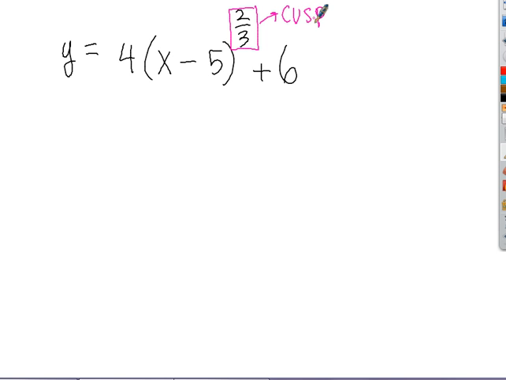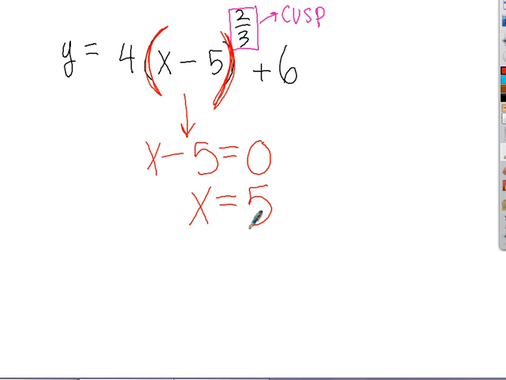Figure out what you have. Now figure out where. Who belongs to that power? X minus 5. So you take x minus 5, set it equal to 0. That'll tell you where it is. So what do I have? At x equal to 5, I have a cusp. So you have to know your powers. Okay, at x equal to 5, I have a cusp.